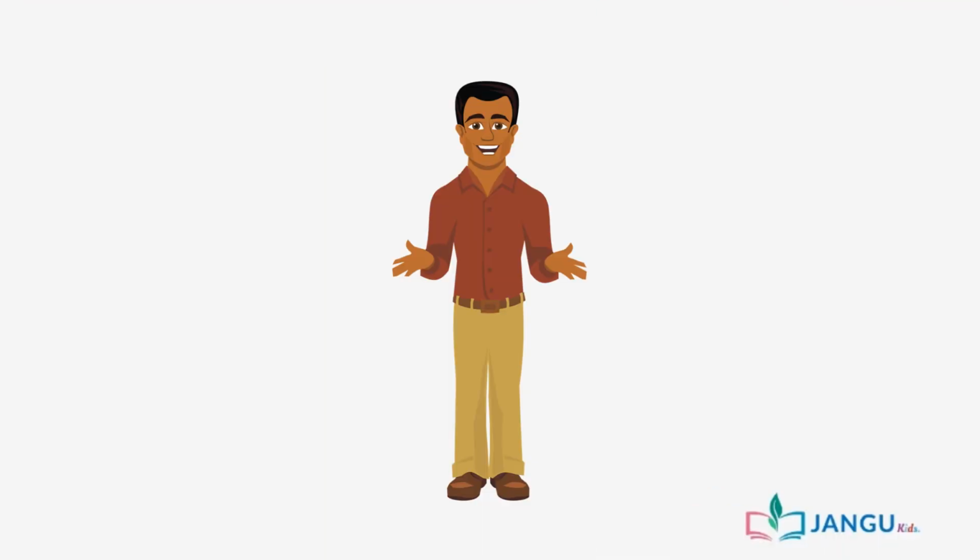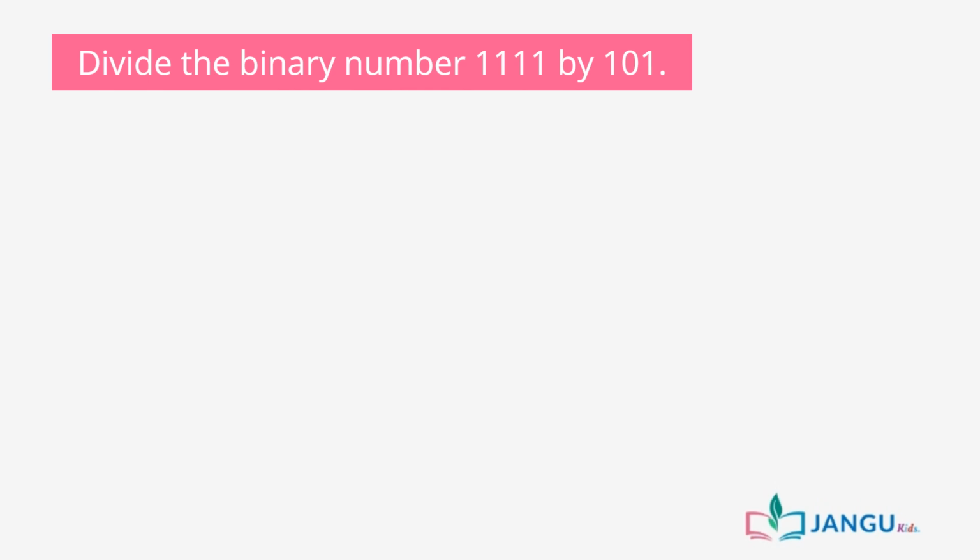Alright, let's look at one more example. Divide the binary 1111 base 2 by 101 base 2. Can you remember the first thing that we need to do? Correct. We put the dividend and the divisor in their appropriate position. Comparing the first digit of our dividend and our divisor, we can see that 1 is less than 101. We write 0 as the first digit of the quotient above the first digit of the dividend. We then multiply the quotient 0 by 101, which gives us 0. 1 minus 0 is 1.